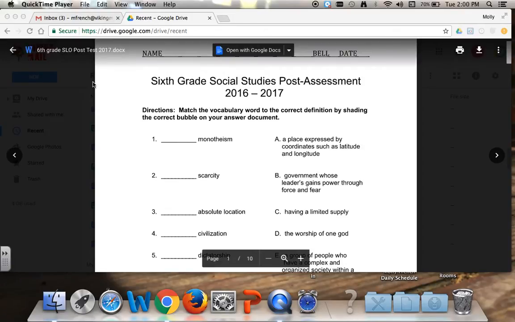Sixth grade social studies post-assessment. Directions. Match the vocabulary word to the correct definition by shading the correct bubble on your answer document. Number 1, monotheism. 2, scarcity. 3, absolute location. 4, civilization. Or 5, dictatorship.